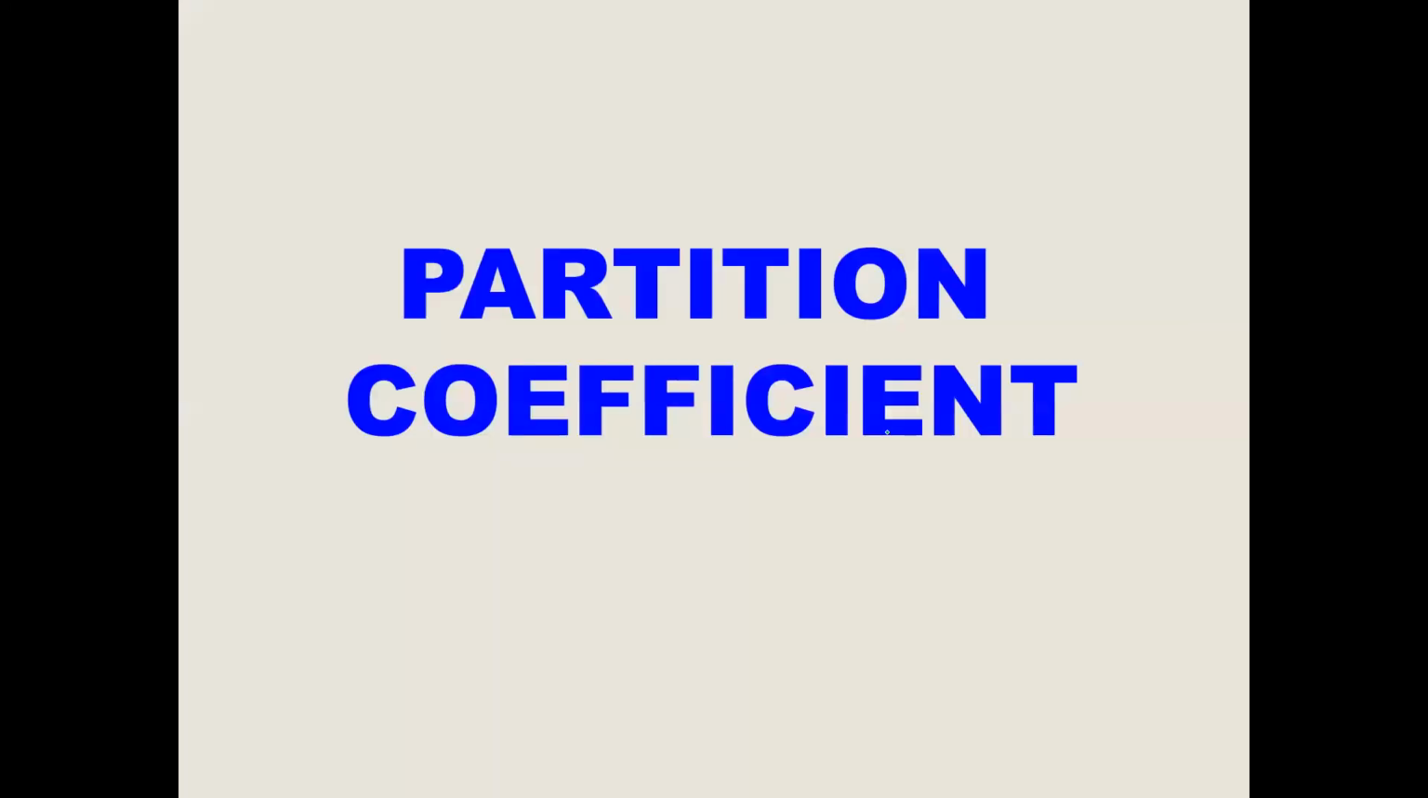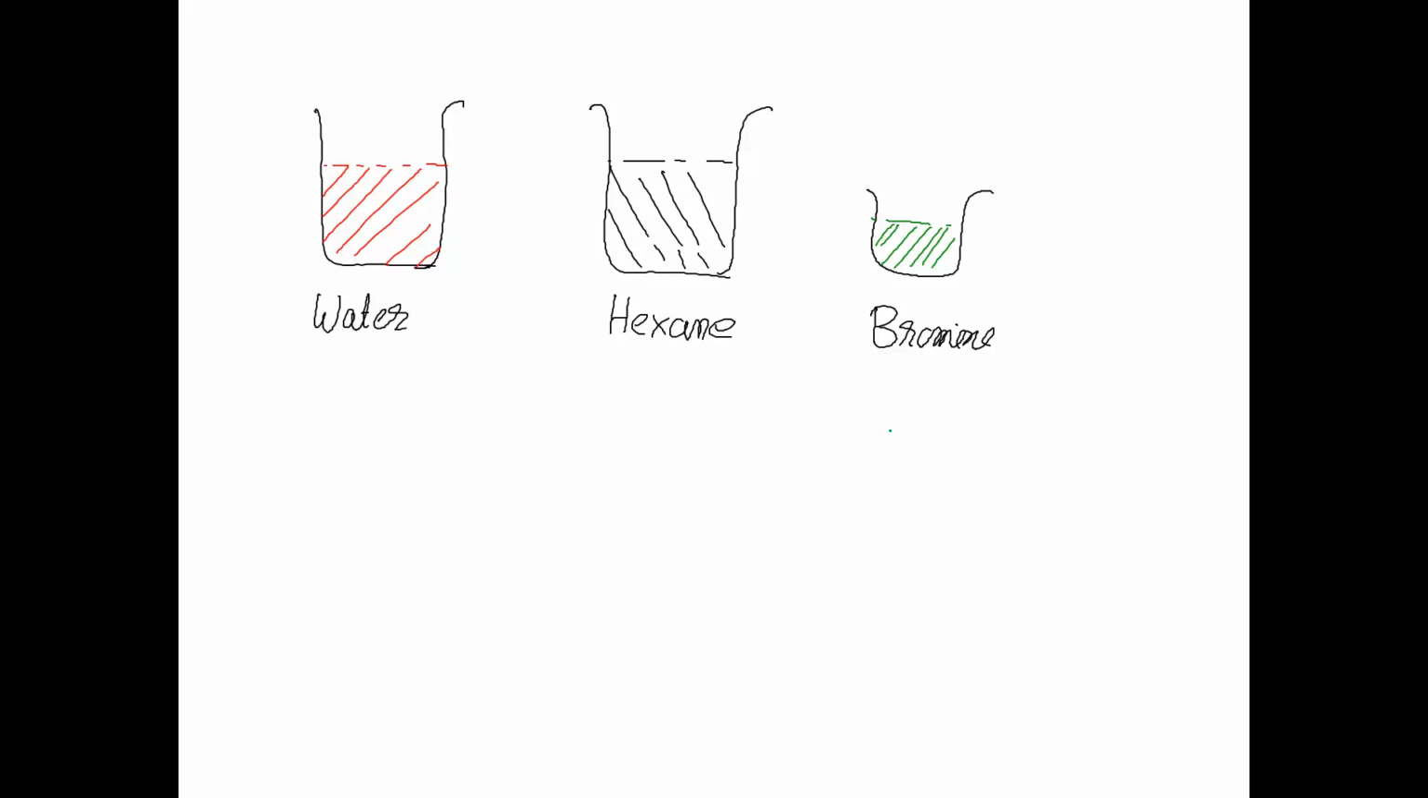Now give the heading partition. This is the idea of partition coefficient, that we have two solutions. Give a side heading partition coefficient. We have water, hexane, and I have bromine. So you have to copy this.